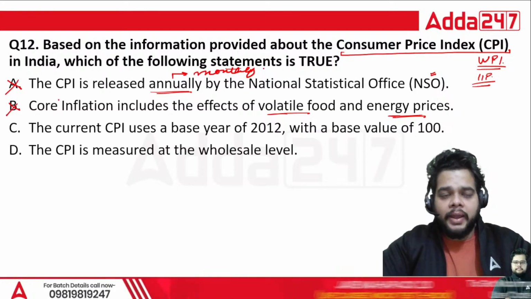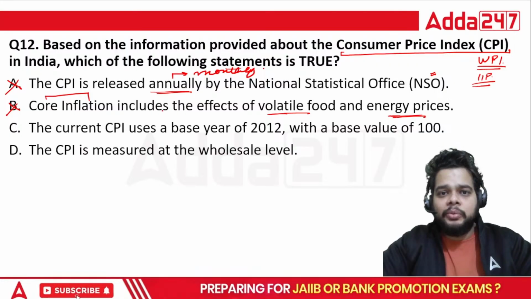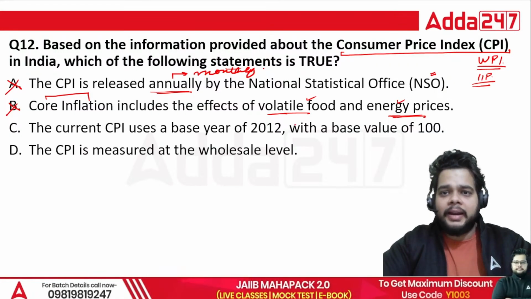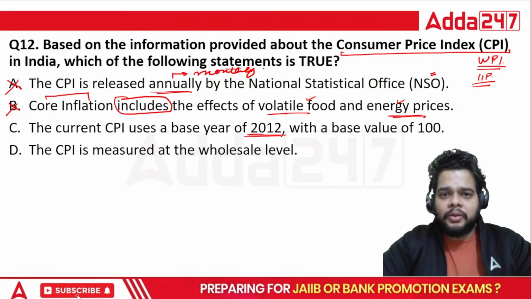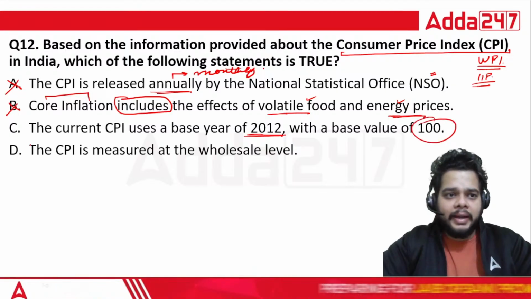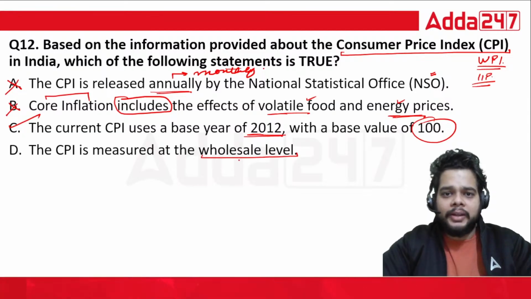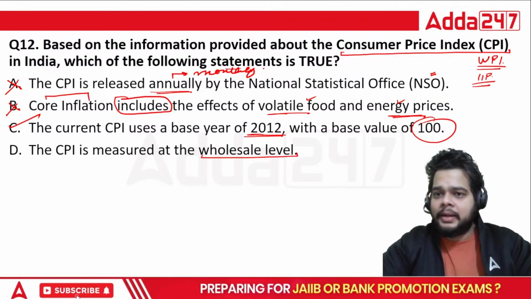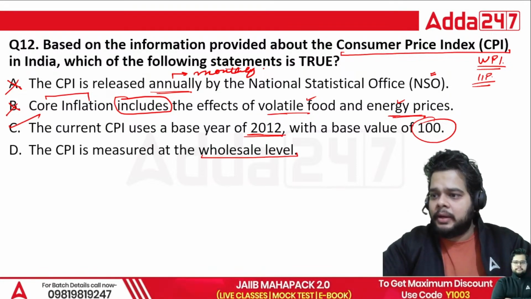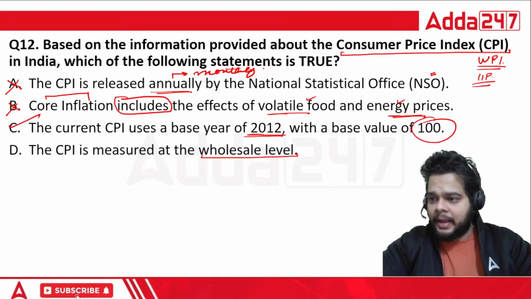B is also wrong. Why? Because core inflation, always remember, excludes the effect of volatile food and energy prices. Here it is written that it includes. Then we have the current CPI uses a base year of 2012 with a base value of 100. That is absolutely right. CPI is measured at wholesale level. No, it is measured at your retail level. So always remember that retail level is a particular issue which we have to resolve time and again.